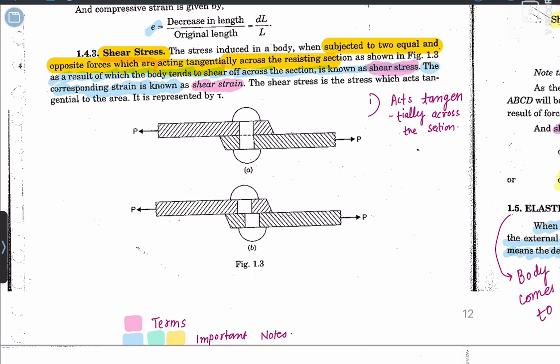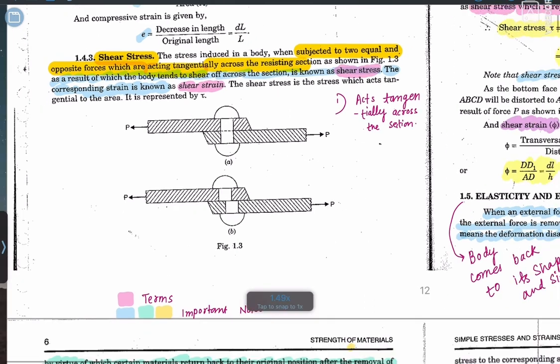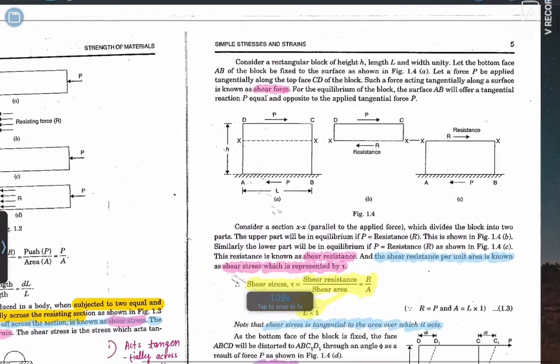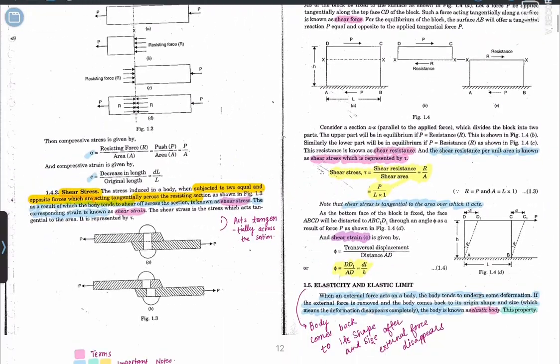The corresponding strain is known as shear strain. Whatever the corresponding strain occurred because of this stress is known as shear strain. The shear stress is the stress which acts tangential to the area. It is represented by tau. Okay. Now we'll see this in the next video.